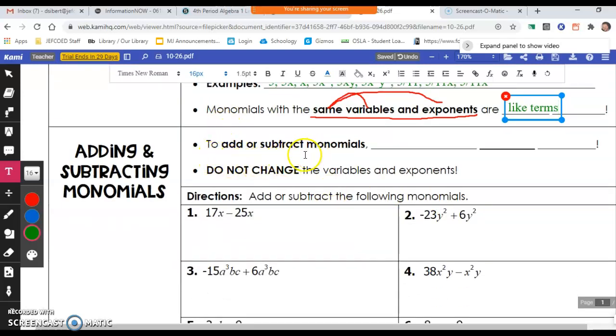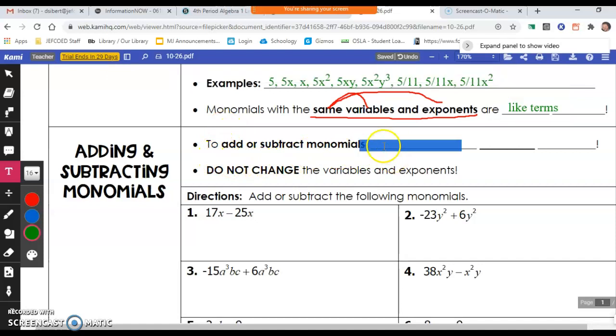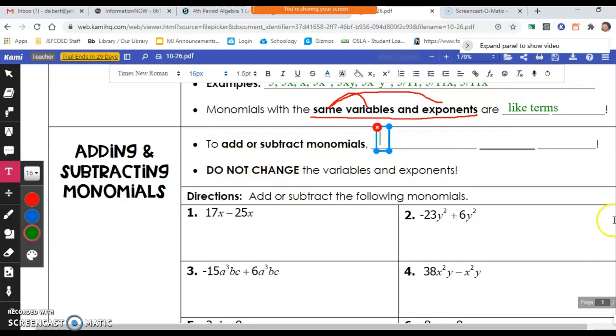To add and subtract monomials is where we're moving to from here. Okay? You must combine like terms. Now you can space those out and put them in the blanks, or you can just write it out. Okay? So adding and subtracting monomials, guys, it's just like what you already know. If they are alike, you combine like terms. Okay? Can you combine a 5x with a 2x?